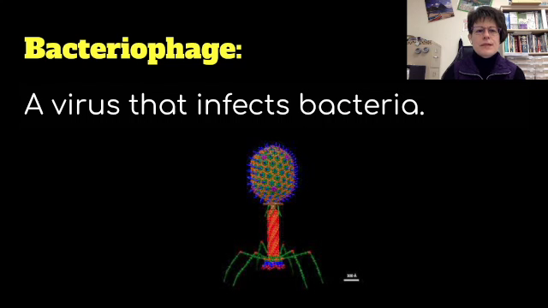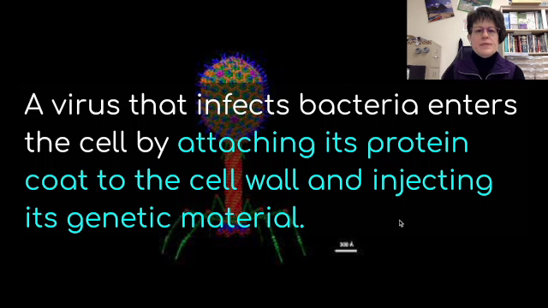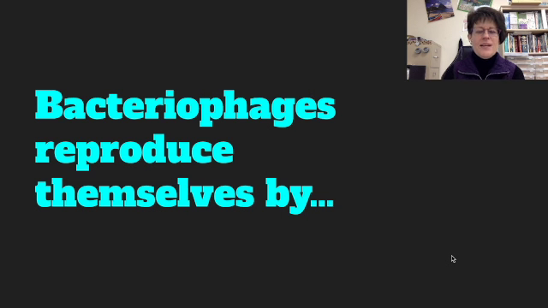A bacteriophage is a virus that infects bacteria. So we see that in its name, bacteria, infects bacteria. And this is typically what a bacteriophage looks like. A virus that infects bacteria enters the cell by attaching its protein coat to the cell wall and injecting its genetic material from the bottom of it here. It looks kind of like something that would land on the moon, right? Some kind of space vehicle.